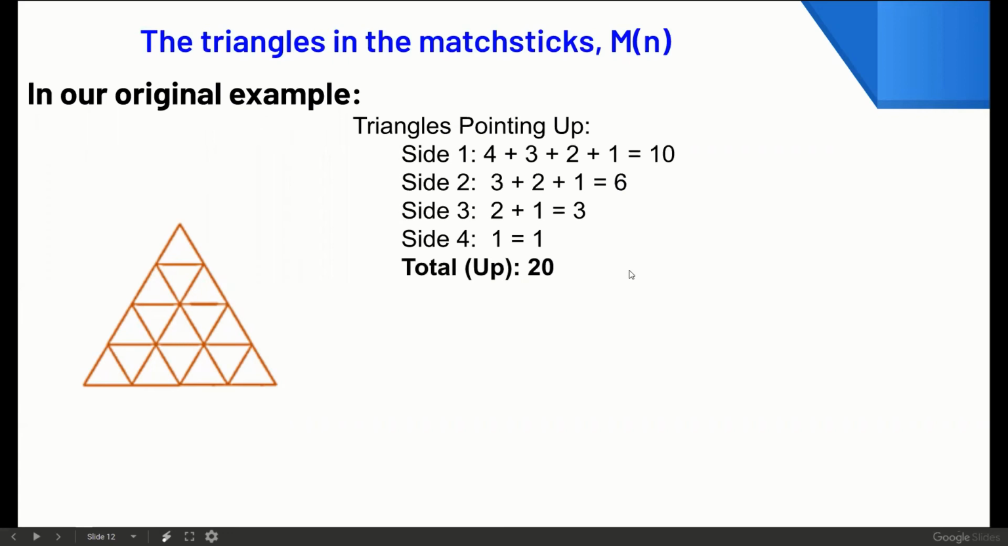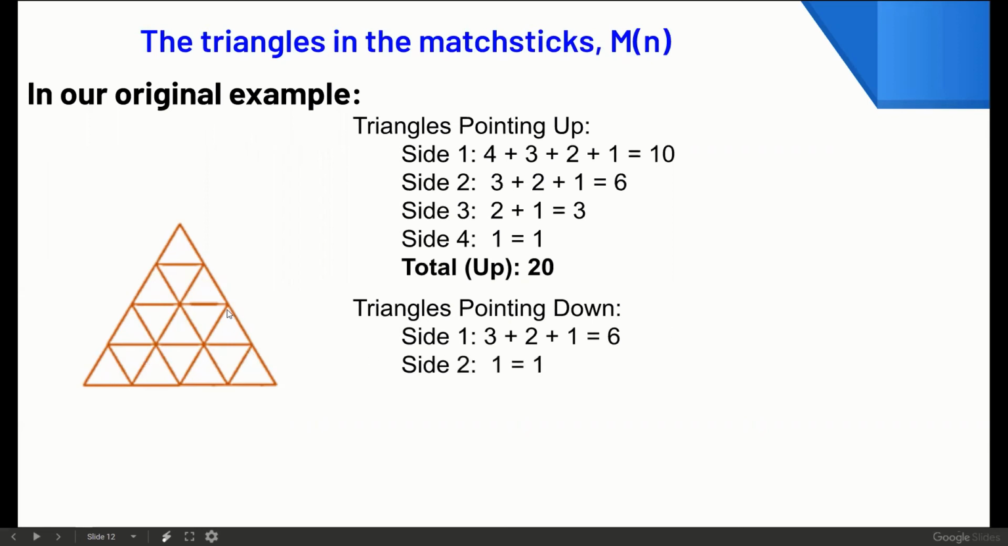Now if we count the triangles pointing down. Side length 1, we have 3 in here, and then 2 and 1. Side length of 2, I only have 1. It's fitting right in here. Interesting that the pattern for the triangles that are pointing down is slightly different than the pattern for the triangles pointing up. So the total is 7 pointing down. And so the number of matchstick triangles for the figure with 4 on a side is 27.